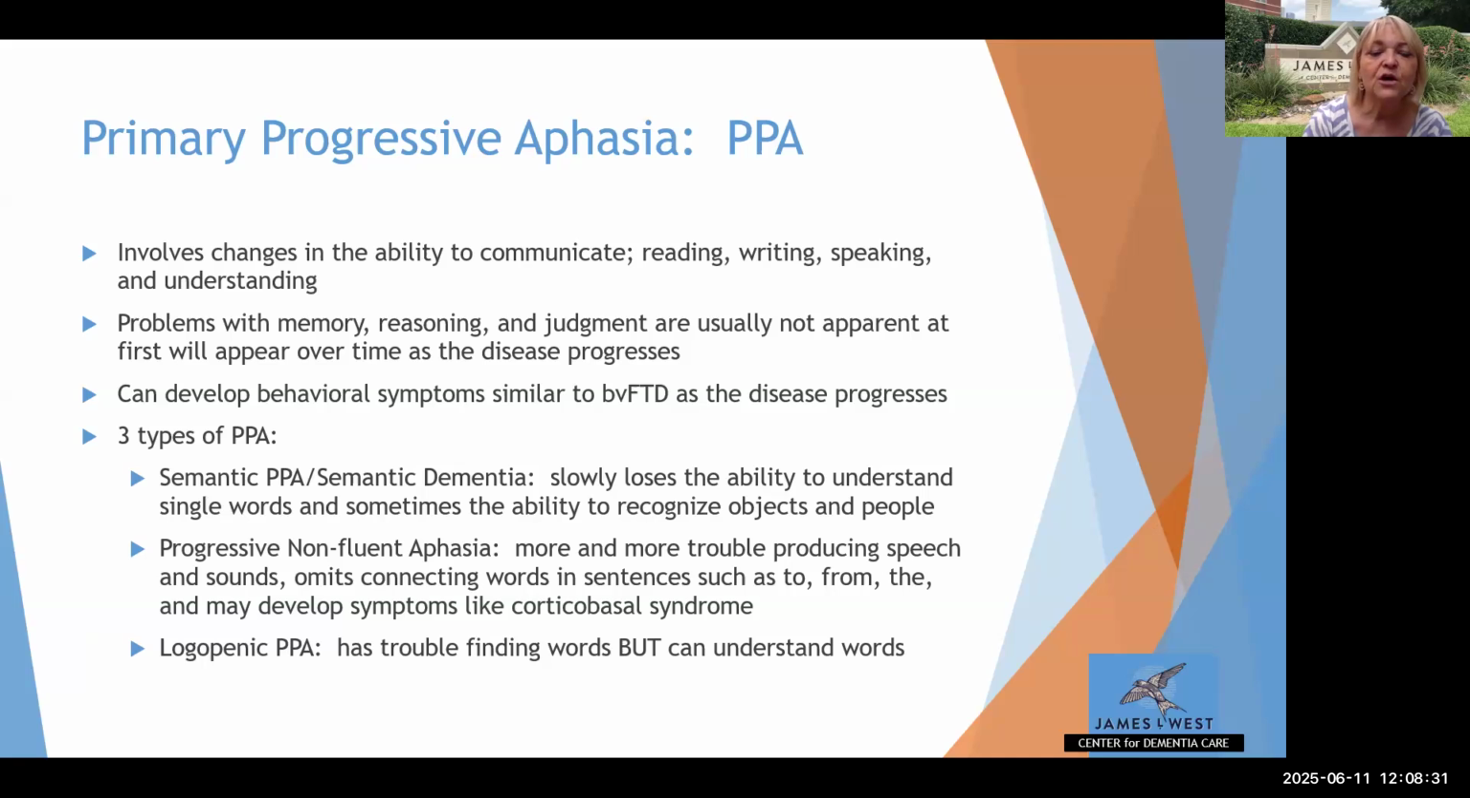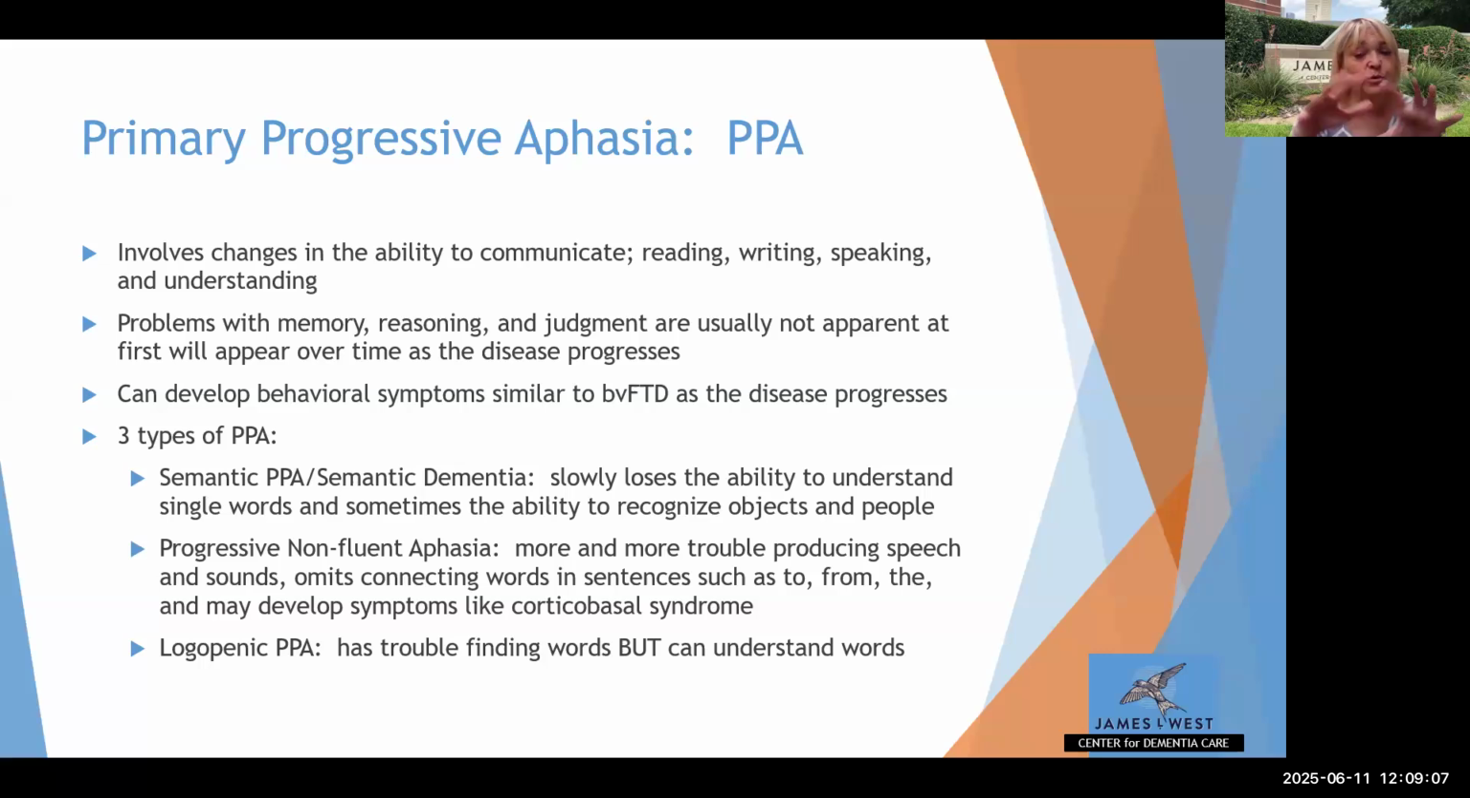This is the one that presents with trouble with communication. It can show up in reading, writing, speaking, and understanding. They will develop problems with their memory, reasoning, and judgment eventually, but it's usually not there at the beginning. They can develop the behavioral symptoms or those challenging expressions that we see in BVFTD. And then primary progressive aphasia breaks down into 3 other categories.